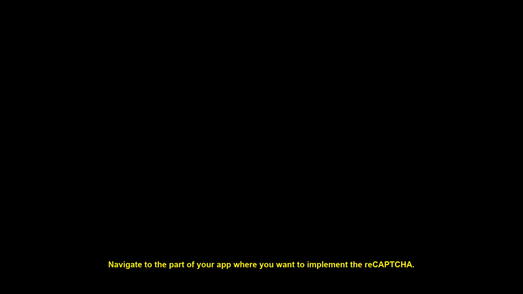Navigate to the part of your app where you want to implement the reCAPTCHA. For Android, initialize reCAPTCHA using the provided site key. For iOS, use the reCAPTCHA initializer and pass in your site key. Display the reCAPTCHA widget in your app's UI when necessary.